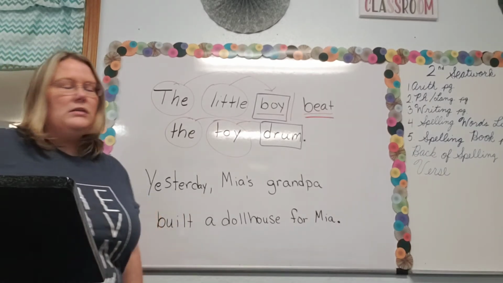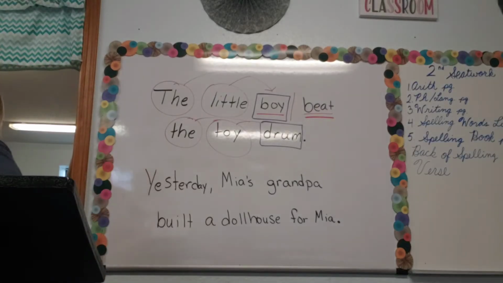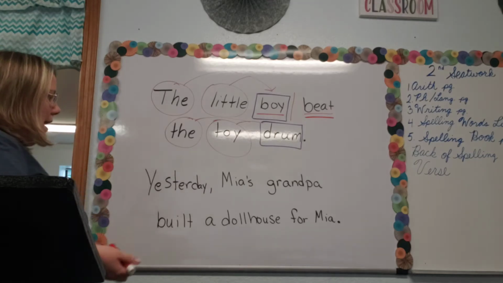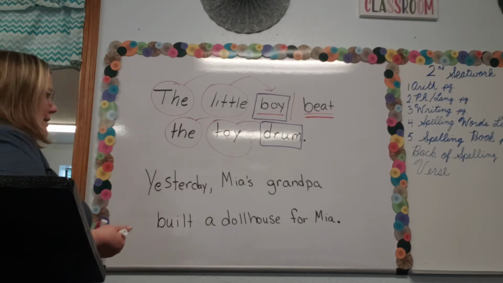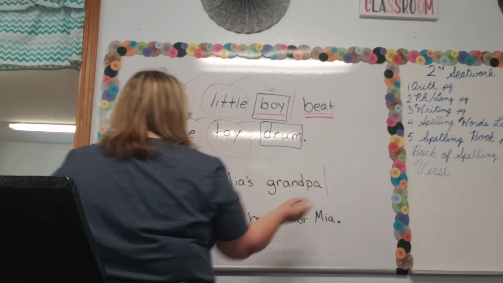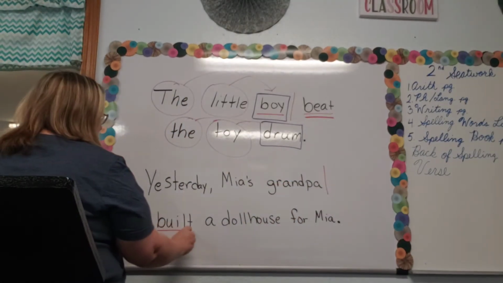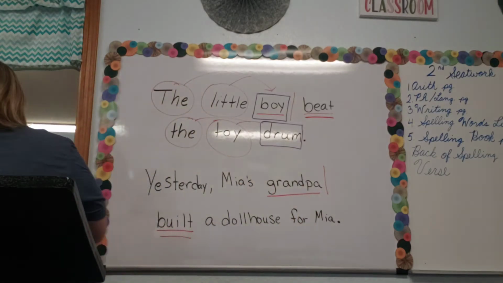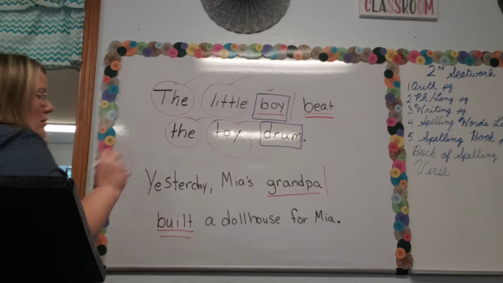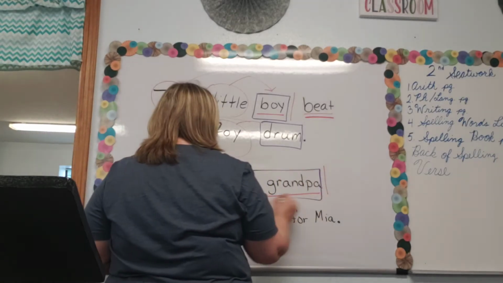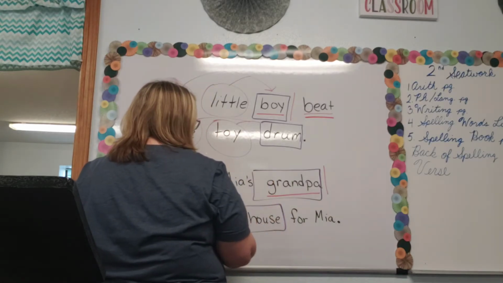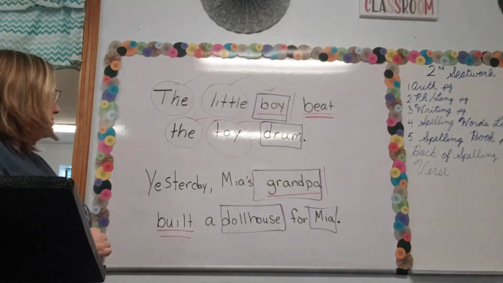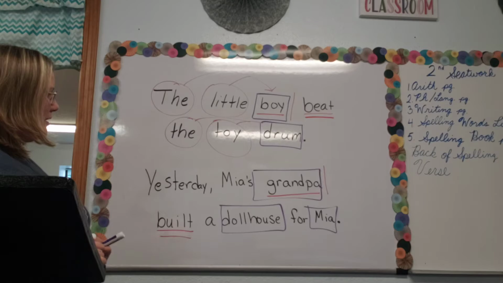Okay, so it says, yesterday Mia's grandpa built a dollhouse for Mia. So we want to divide, and we're dividing here. Built, make sure you can see, built is your verb, and grandpa is your subject. Okay, so let's box all of our nouns. Grandpa, dollhouse, and Mia. Okay, so we got all of those. Then let's look at your adverbs. Yesterday, Mia's grandpa built a dollhouse for Mia.